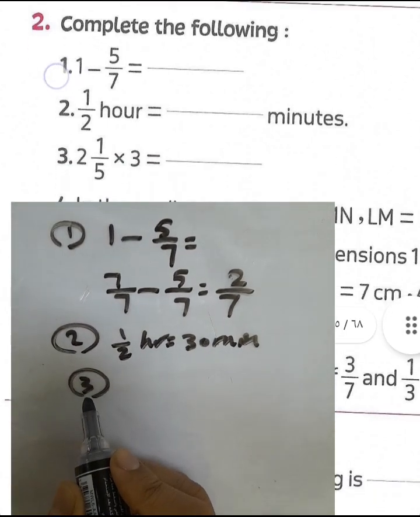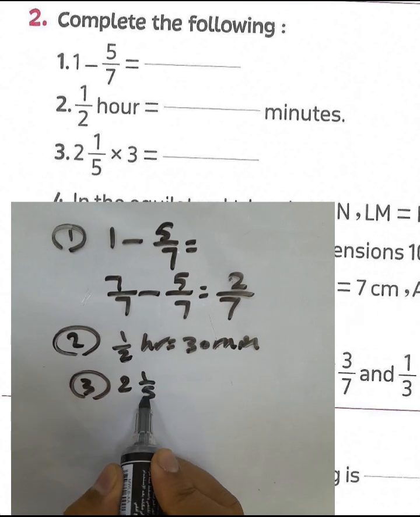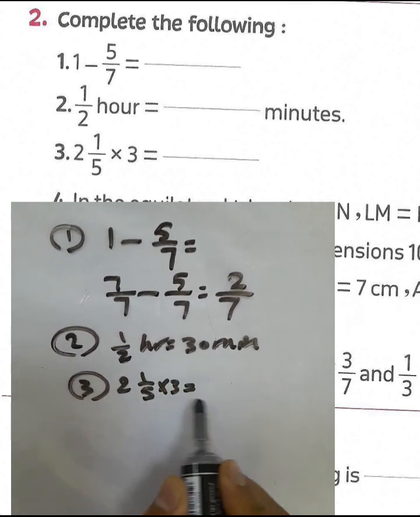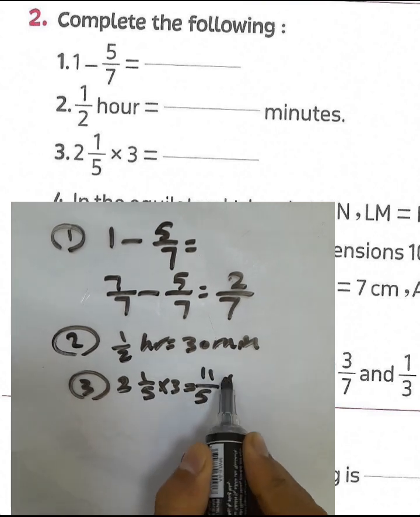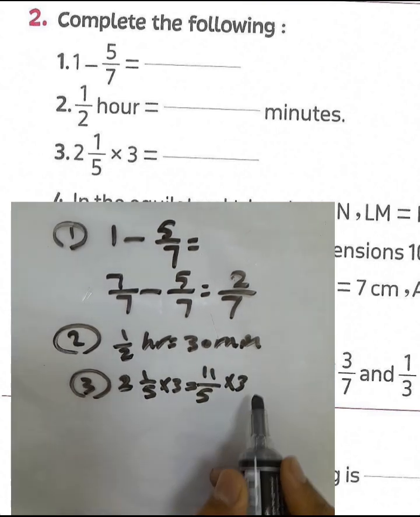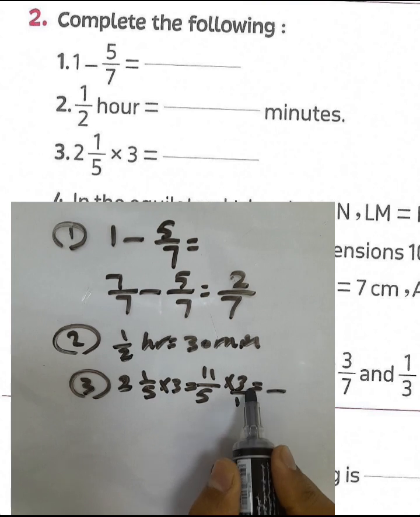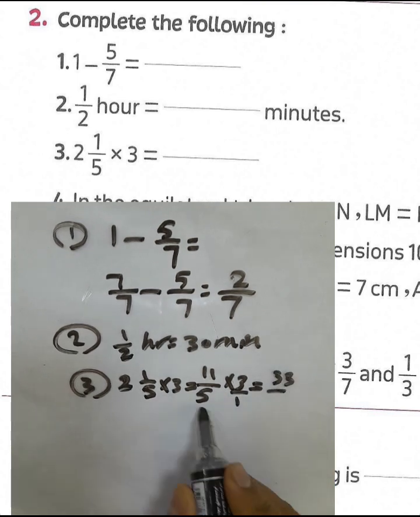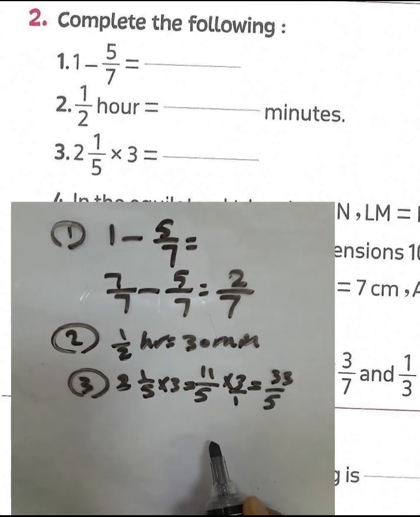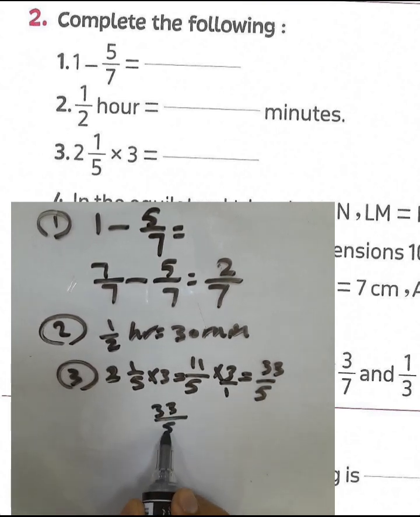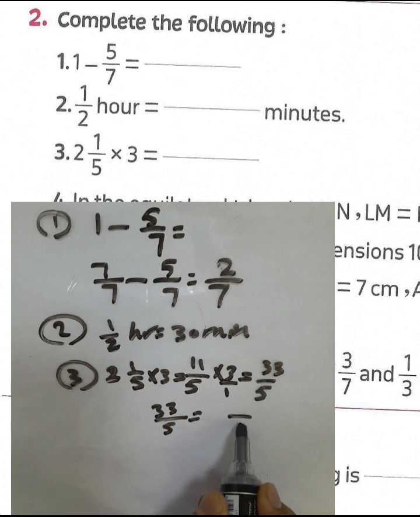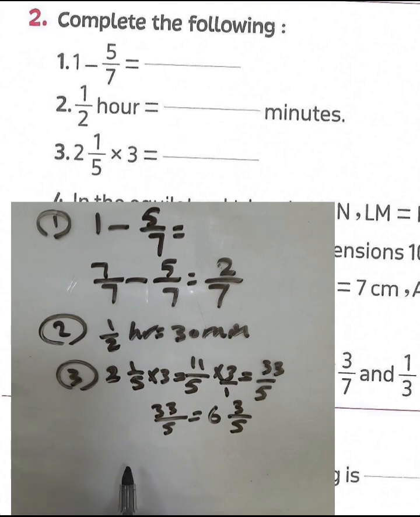Question number 3. 2 and 1 over 5. Product by 3. Write 5 in the denominator. 2 times 5 equals 10 plus 1 equals 11. Product by 3. And then 3 times 11 equals 33. And 1 times 5 equals 5. And then convert 33 over 5 from an improper fraction to a mixed number. Write 5 here. 5 times 6 equals 30 and the remainder is 3. Then the result will be 6 and 3 over 5.